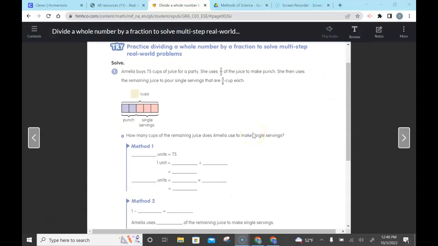Okay, let's take a look at page 110. So it says, practice dividing a whole number by a fraction to solve multi-step real world problem. So last time we had fraction by whole number.